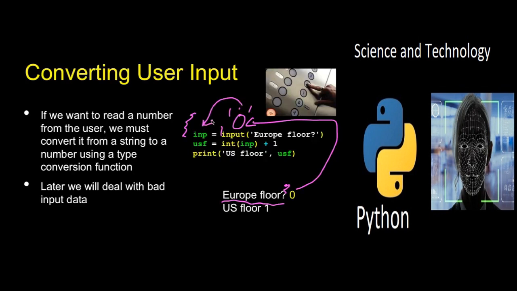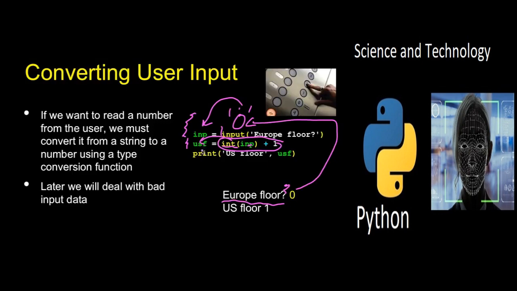Then we move to the next statement. On this right-hand side, we convert that string variable to an integer, so that becomes the integer 0. We add 1 to it, and then that becomes 1, and then we assign that into USF. I've named this variable United States floor, right? So INP is the input, and USF, that's mnemonic.